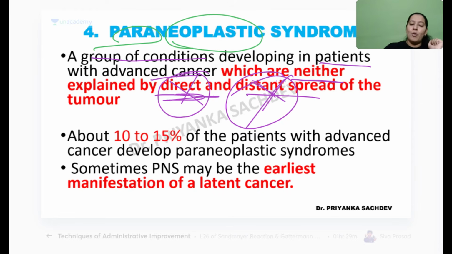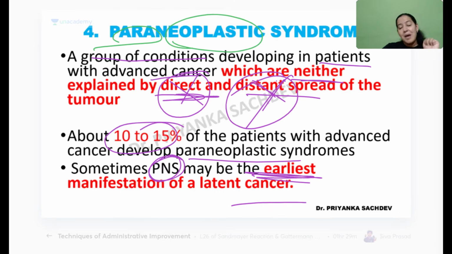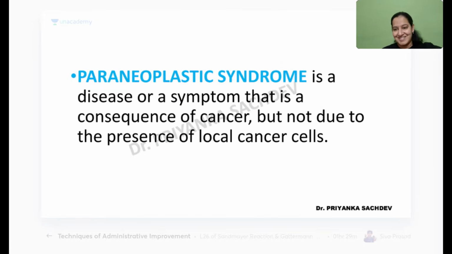Done. So that is only 10 to 15% of the patient presents with advanced cancer present with paraneoplastic syndrome. And sometimes PNS, paraneoplastic syndrome, is the earliest manifestation of the cancer. That is the dangerous thing. Patient is not complaining of primary and metastatic disease. He is complaining of paraneoplastic syndrome. So paraneoplastic syndrome से पकड़ के आपको retrograde पीछे जाके उसका cancer detect करना है. So that is a challenge.